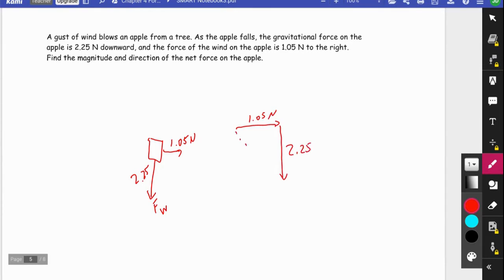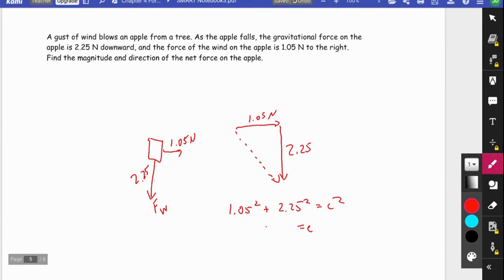We want to find that hypotenuse. Since forces are vectors, we want to find the magnitude and direction of the overall net force acting upon the apple. So let's find the magnitude first. A squared plus b squared equals c squared. We're looking for c. C is going to be the hypotenuse, so 1.05 squared plus 2.25 squared, and then the square root of that.